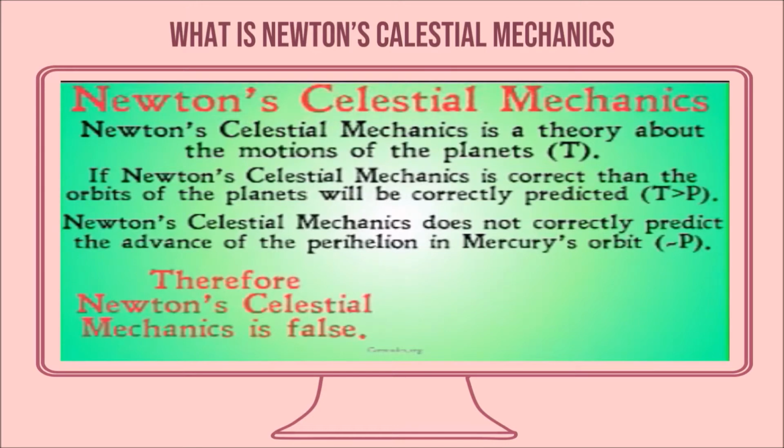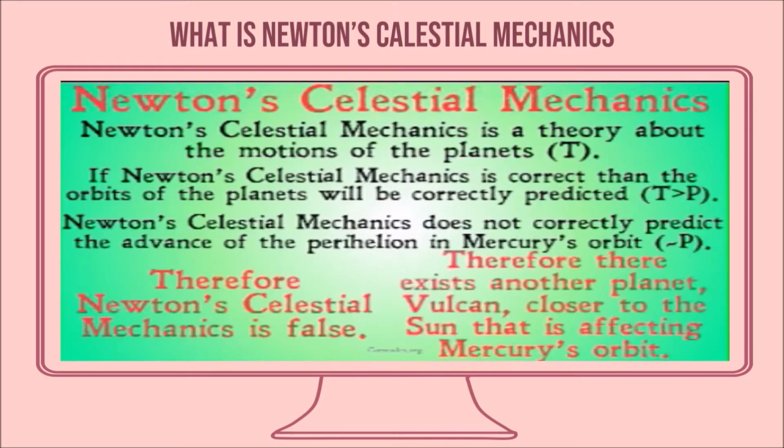Once again, this seems to be a classical standard use of modus tollens. The problem is that we could also come up with another conclusion. Therefore, there exists another planet, Vulcan, closer to the Sun that is affecting Mercury's orbit. In fact, that was the conclusion that was drawn by many scientists at the time. Instead of denying the original theory, they denied one of their assumptions or one of their other theories that caused them to reach the conclusion that T implies P. They said that it's possible for Newton's celestial mechanics to be correct, but that it not predict the orbit of the planets correctly. Why? Because we don't have the right information about what planets exist.